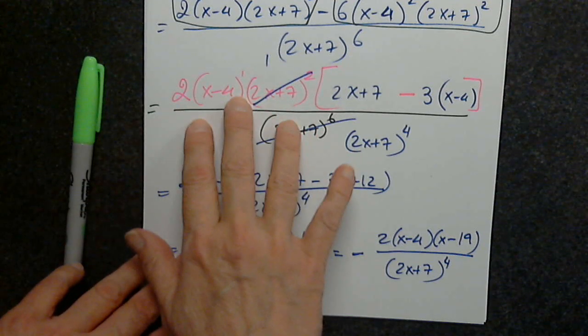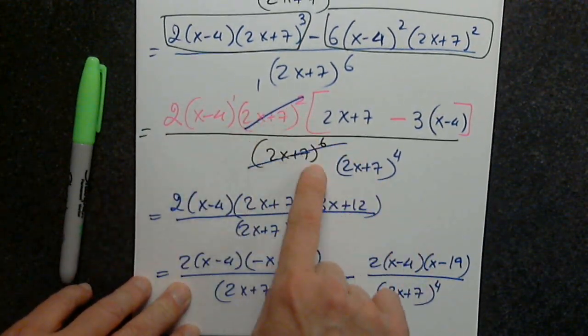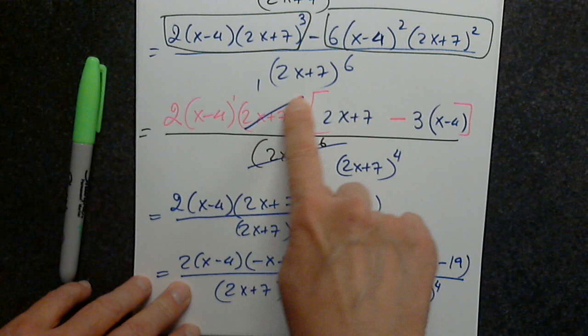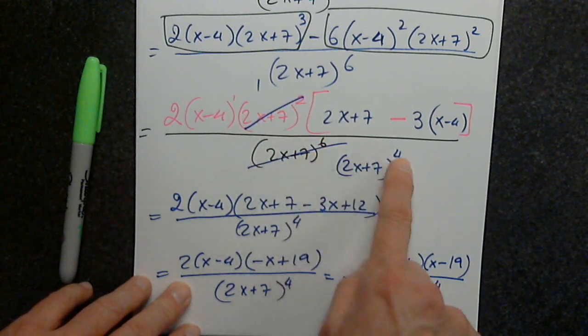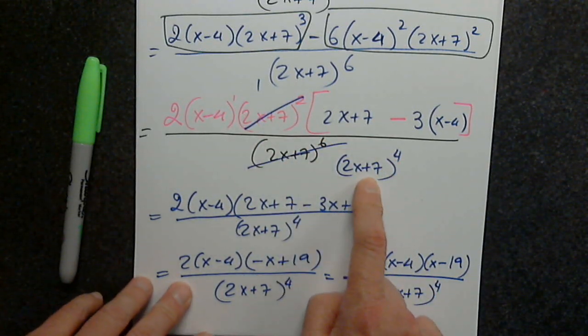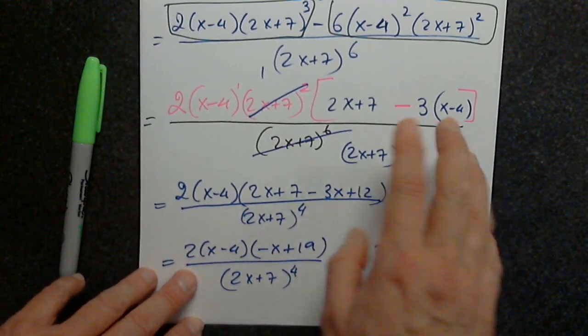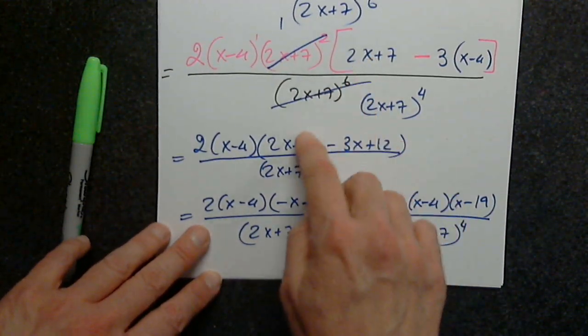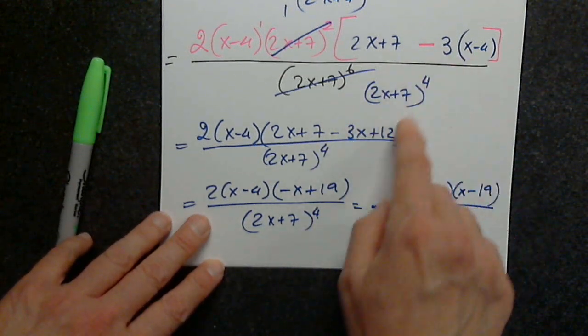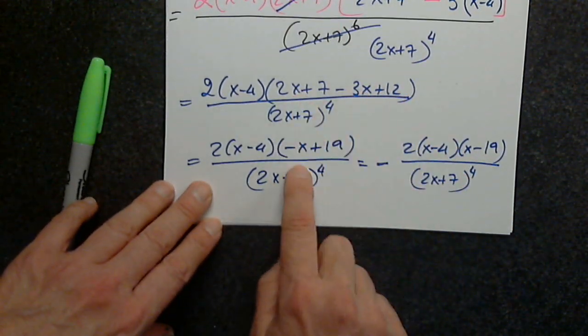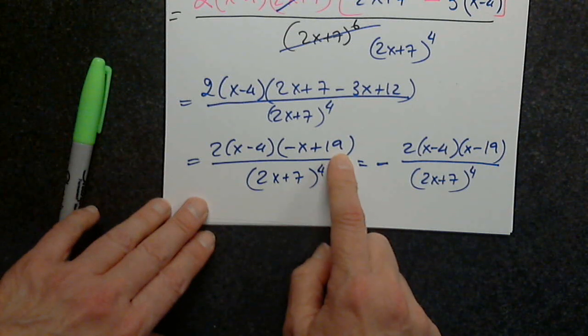Is it clear how we factored? Is it clear why we simplified? Two from here with two from here, and instead of six, now I only have four. Is that part clear? And then I distributed here: 2x plus 7 minus 3x and plus 12. So negative x and then plus 19.